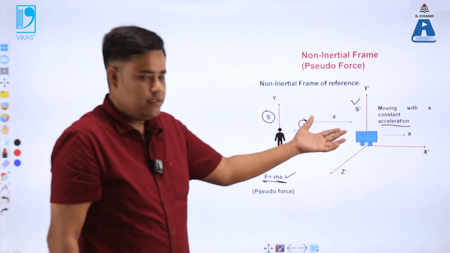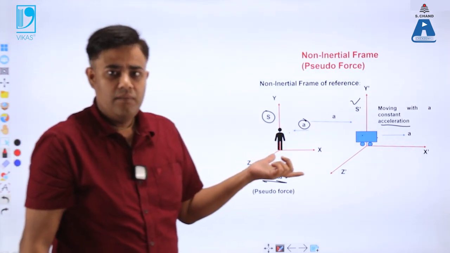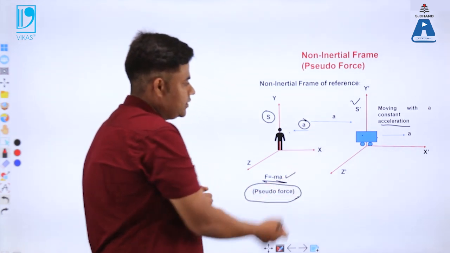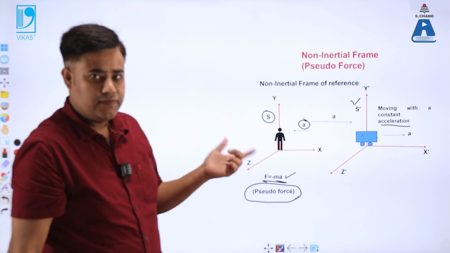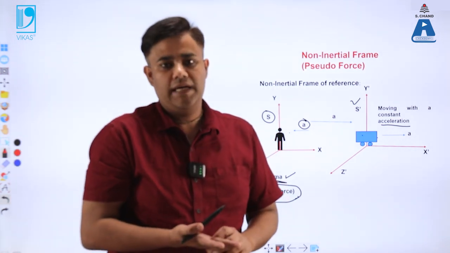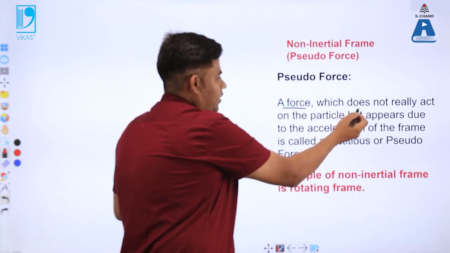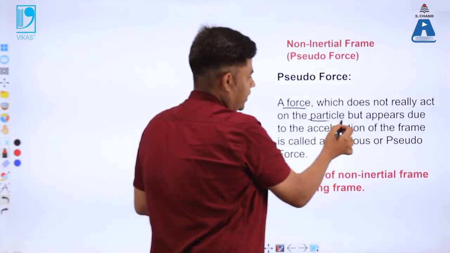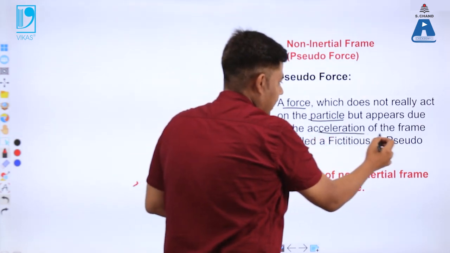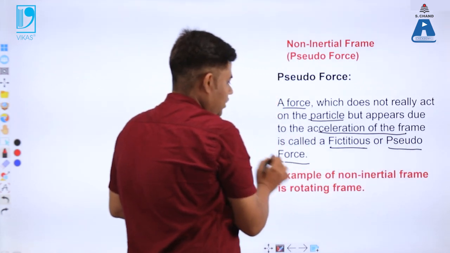But that force is a mysterious or fictitious force. It is not exactly exerted on the body. That's why we name it a pseudo force, and the pseudo force is particularly there in non-inertial frames if we want Newton's law of motion to hold true. So, defining the pseudo force: it does not really act on the particle but appears to be acting on the particle, and that is due to the acceleration of the frame. That particular force is called a fictitious force or the pseudo force.